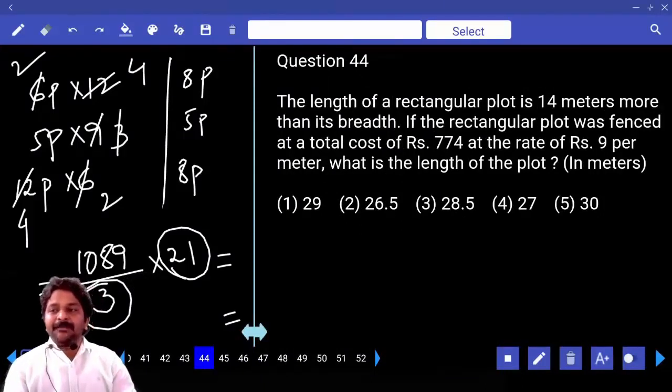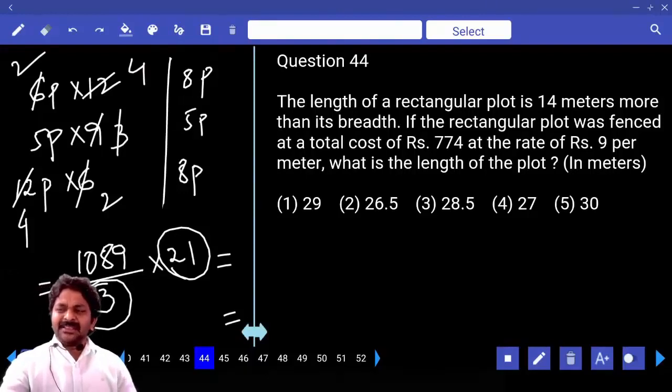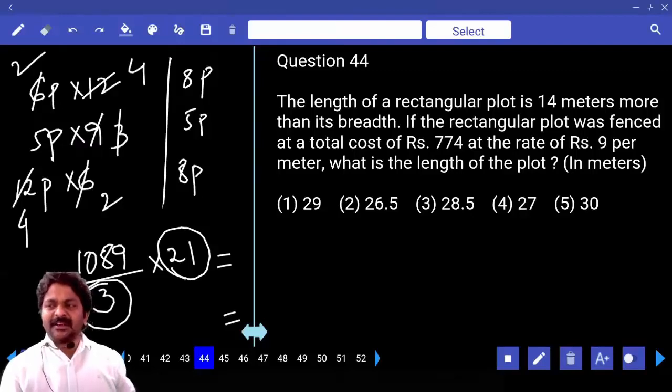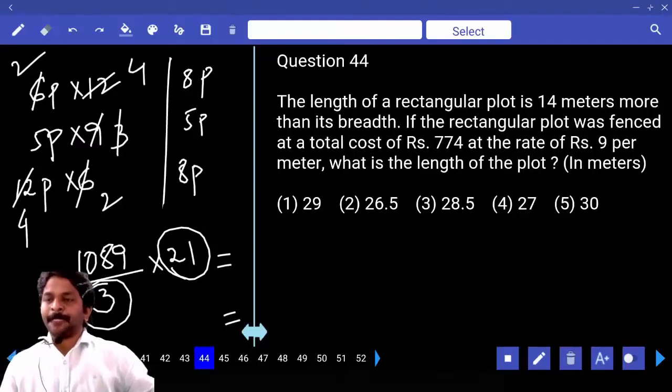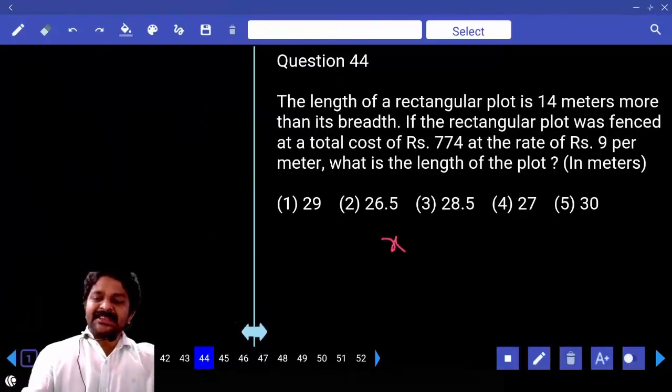Length of a rectangular plot is 14 meters more than its breadth. Okay. If breadth is x, length becomes x plus 14. If the rectangular plot was fenced at a total cost of 774 rupees at the rate of 9 rupees per meter, then what is the length of the plot? Okay. So if breadth is x, length becomes x plus 14 only.